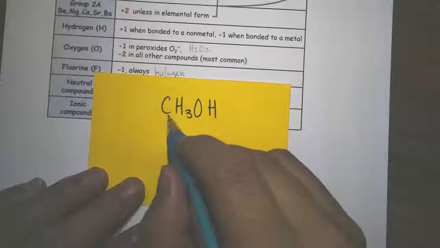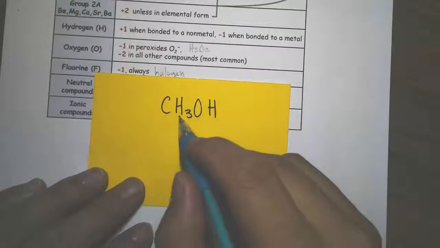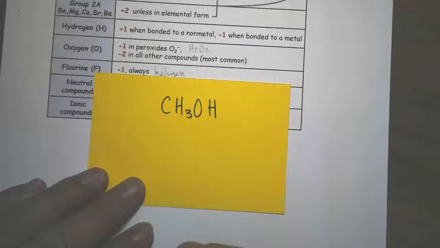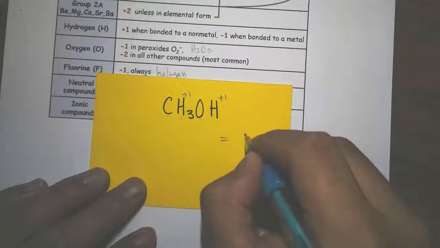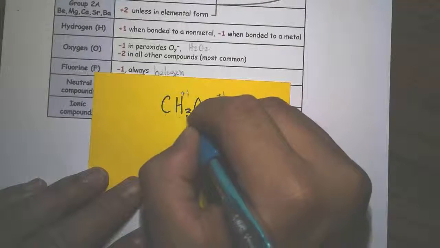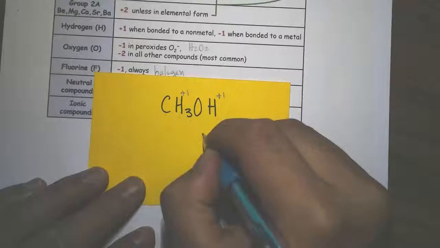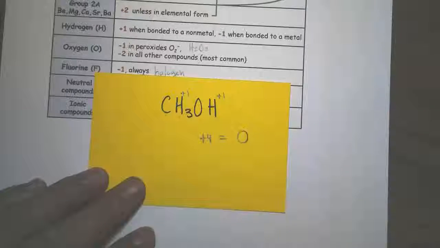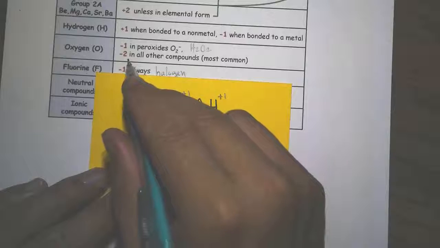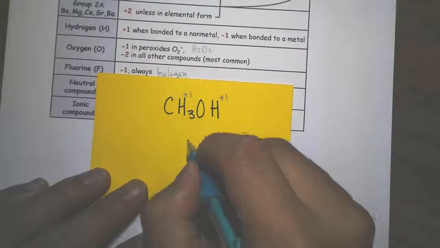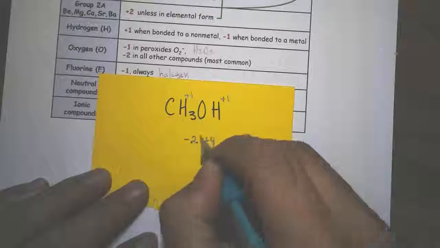Let's try another problem. Here we have CH3OH. Notice how we have hydrogen in 2 different places, but the rules still apply. So we have hydrogen +1, and we have hydrogen +1. And again, the total is equal to 0. Here we have 1 hydrogen and another 3 hydrogen, so we have to total that equal to +4. Then we know the rule for oxygen, which is -2. We have only 1, so it's -2.